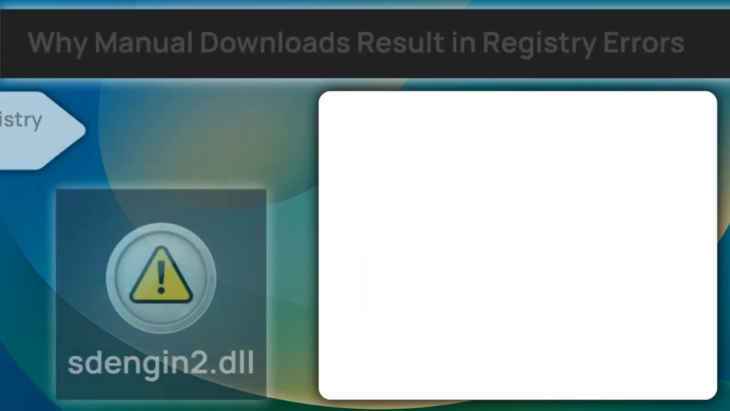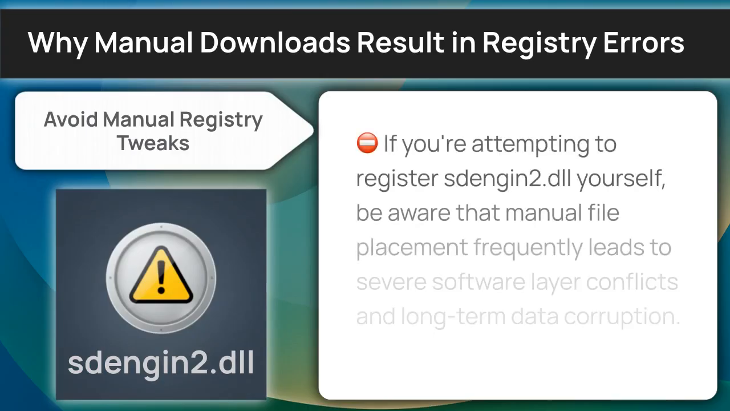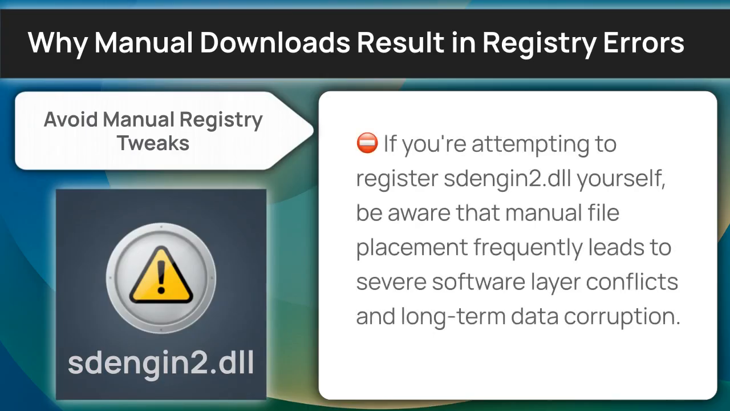From a systems engineering perspective, there is one major security pitfall I need to help you avoid. Protect your digital life by ignoring unofficial download links for sdengin2 Library DLL that could lead to identity theft or the loss of important files.